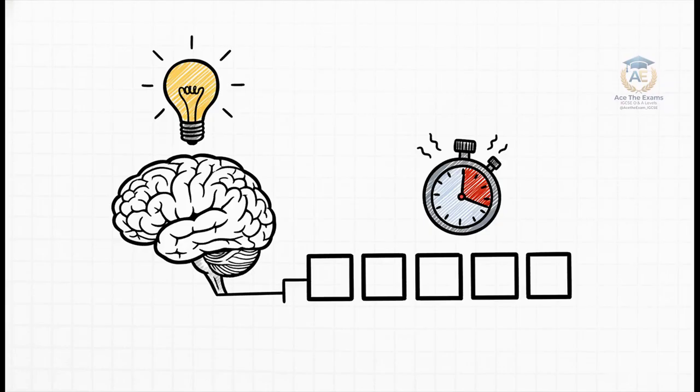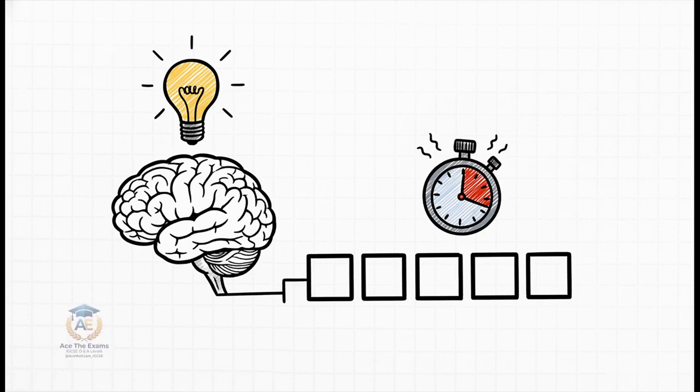Pillar 2, the paragraph balance formula. Every analytical paragraph must contain 1 piece of case study evidence, 1 accounting theory link, and 1 evaluative consequence. And Pillar 3, the last 5 minutes review checklist. Spend your final minutes checking that you actually answered the specific command word, not the one you wish they asked.